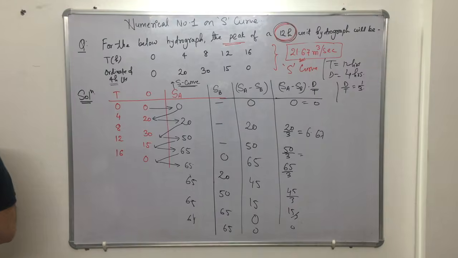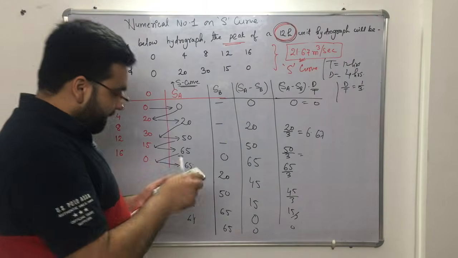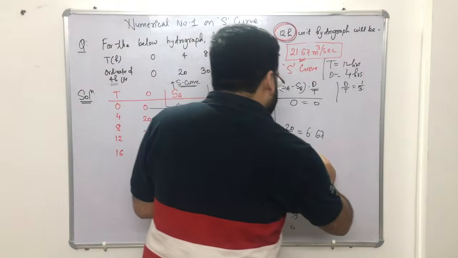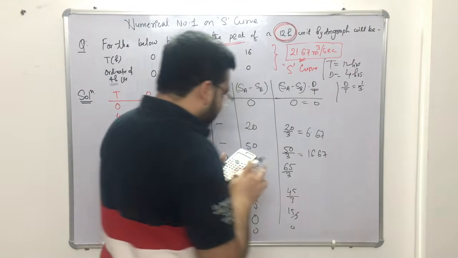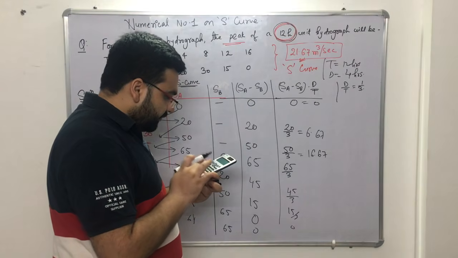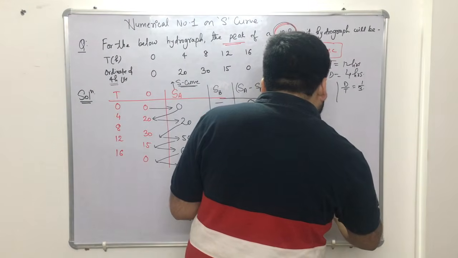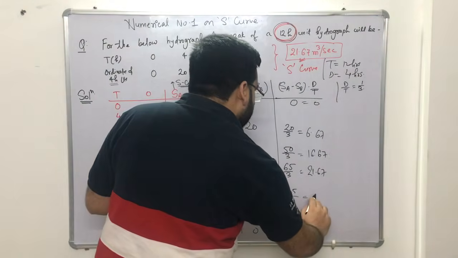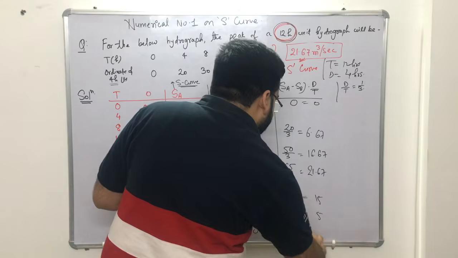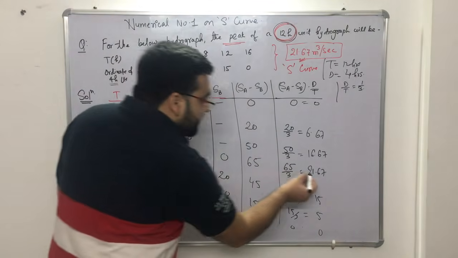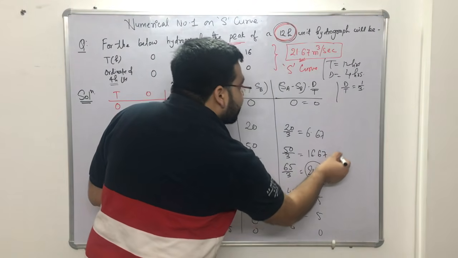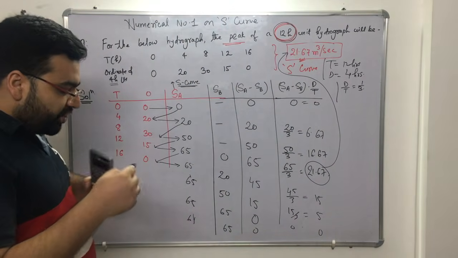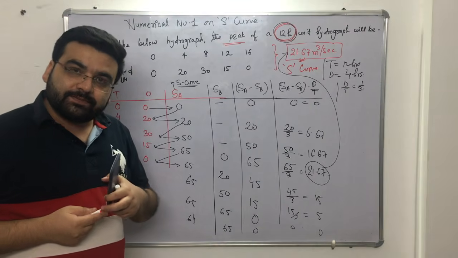Let me calculate how much it is. 50 by 3, the exact value will be 16.67. 65 by 3 is 21.67. 45 by 3 is 15, and 5 by 3... 5 and 0, right? So, how much is the maximum value? 21.67, and the same answer we got when we solved this question with the method of superposition.